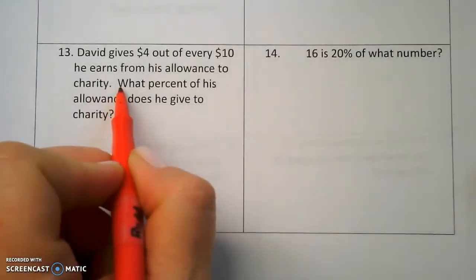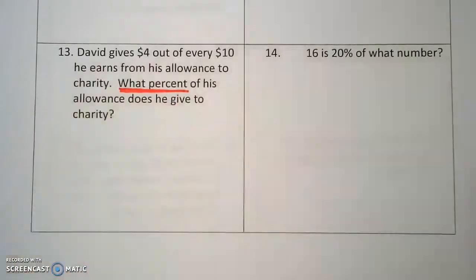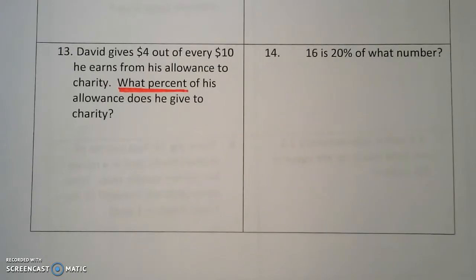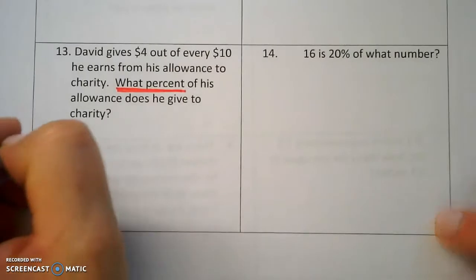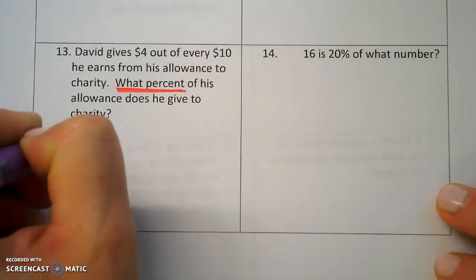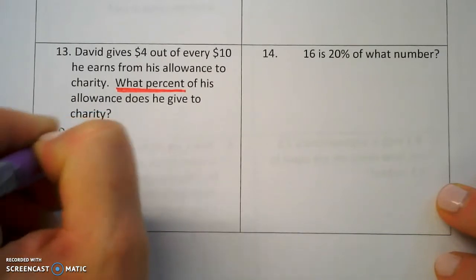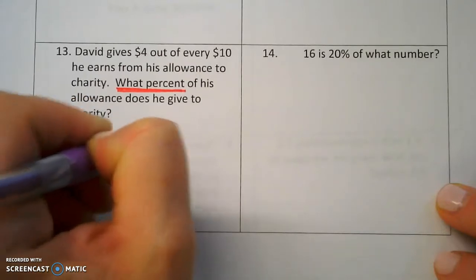Well, the first thing I want to draw your attention to right here is it's asking what percent. Now, you can use a model to solve this. In fact, there's a lot of ways that you could solve this problem. But because our unit is about proportional reasoning, I'm going to encourage you to use a proportion to solve this problem. Now I want you to remember that our percent proportion is always percent over 100 equals part over total.